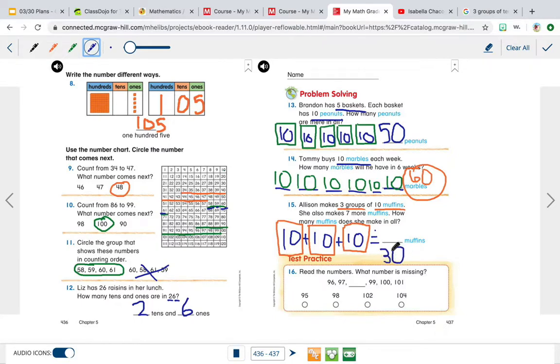But that's not my final answer. Let's see what else the word problem says. It says she also makes 7 more muffins. So if I have 30 muffins here and she makes 7 more muffins, am I going to add 7 muffins or am I going to take away 7 muffins? Add. We're going to add 7 muffins. Now, how many muffins does she make in all? So we have 30, we have 7.